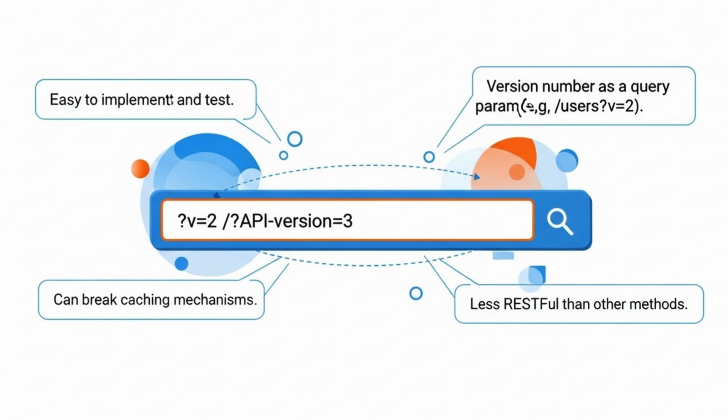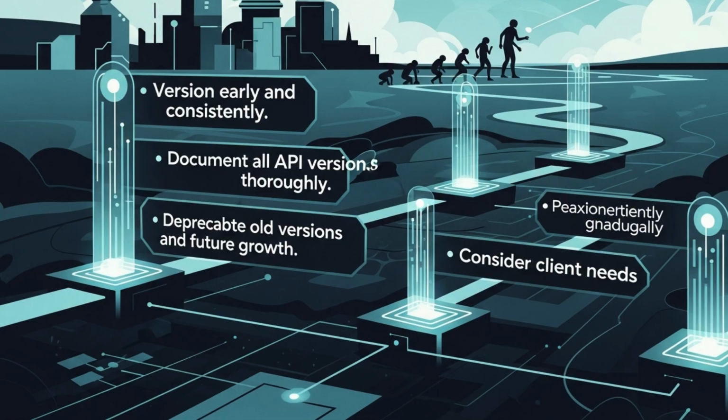However, a significant downside is that it can interfere with caching mechanisms, as each version essentially creates a unique URL for the same resource, potentially leading to less efficient caching. Also, from a purist's perspective, it's often considered less RESTful because the version isn't truly part of the resource identifier itself. So, with these strategies in mind, how do you choose and implement them effectively?